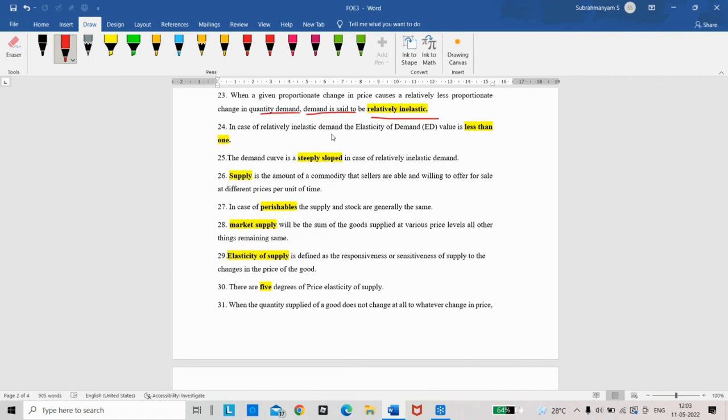In case of relatively inelastic demand, the ED value is less than 1. The demand curve is steeply sloped.